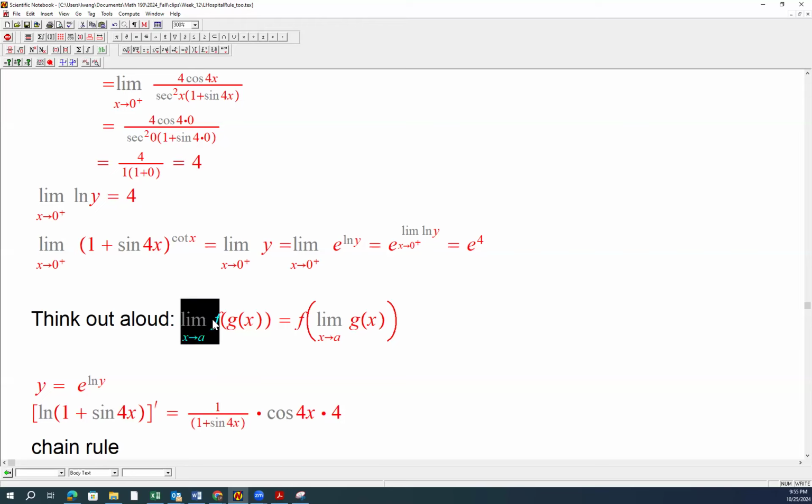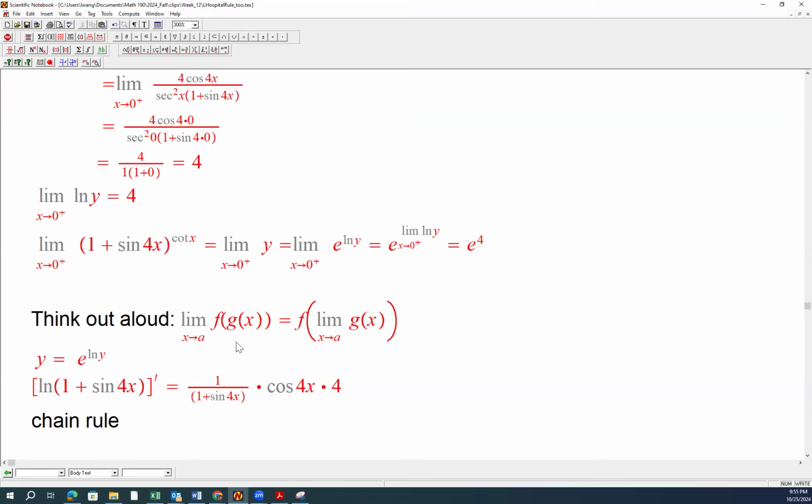So if f is continuous, this limit can be taken outside or taken inside. This is the property we learned before the midterm.